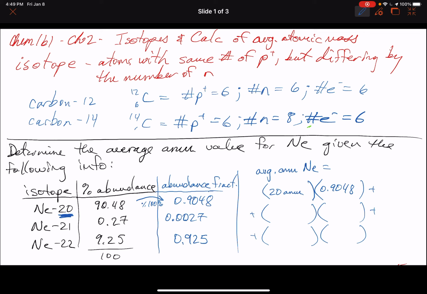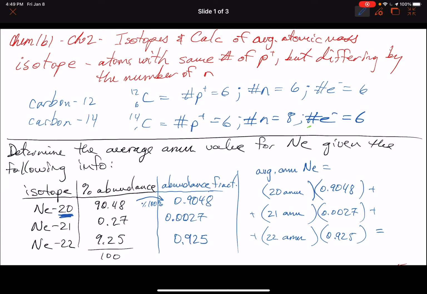You might pause the video at this moment and try to complete the other 2 sets of terms to ensure you know how to do this, and then resume the video once you've done that. Okay, so if you're seeing the pattern, we're going to need 21 AMU for the next term and its abundance fraction, which is going to be 0.0027. And then the final isotope is characterized by an atomic mass specifically for that isotope as 22 AMU. And we have an abundance fraction there of 0.925.